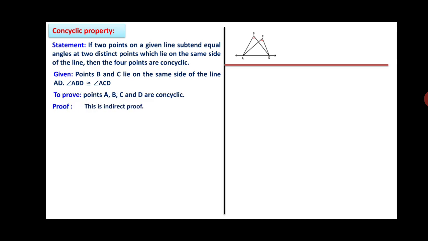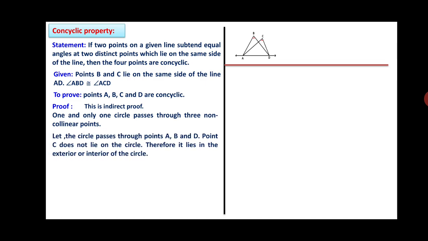Let us start with the proof. This is again an indirect proof. One and only one circle passes through 3 non-collinear points, that we have seen already in the first part of this lesson. Let us see. The circle passes through points A, B and D. Point C does not lie on the circle, therefore it lies in the exterior or interior of the circle.